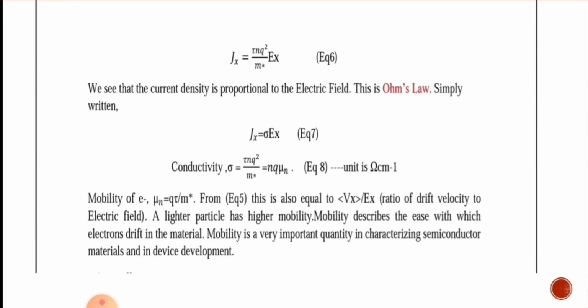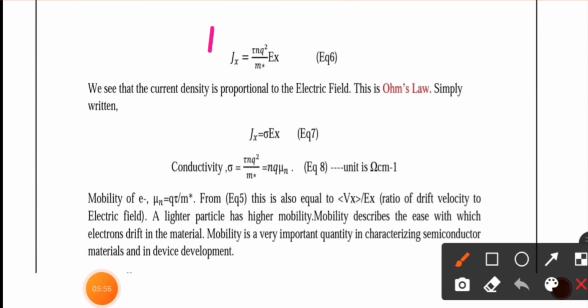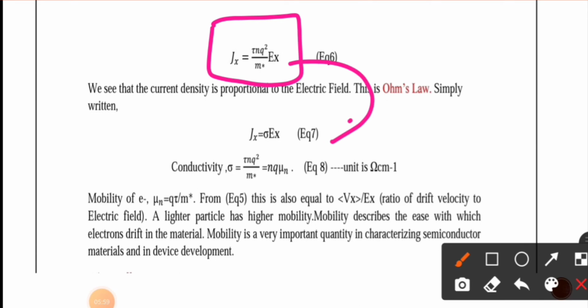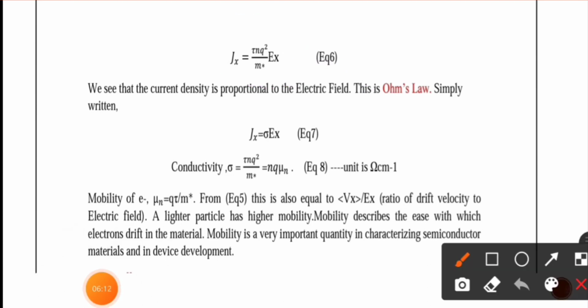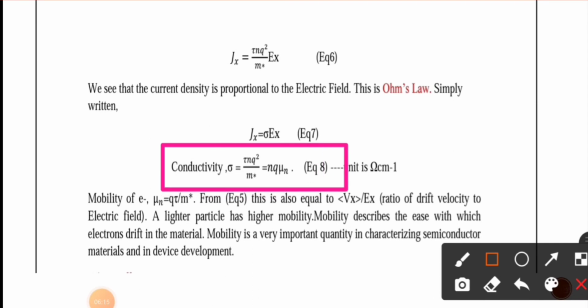So we can simplify this equation and write Jx is equal to sigma Ex. We are introducing a parameter known as sigma. That sigma is nothing but tau n q square by mn star, or m star. Sigma is equal to tau n q square by m star, where this sigma is known as conductivity. Conductivity is a property of a semiconductor or metal or anything: how much conduction it will be doing. So sigma is equal to tau n q square by m star.